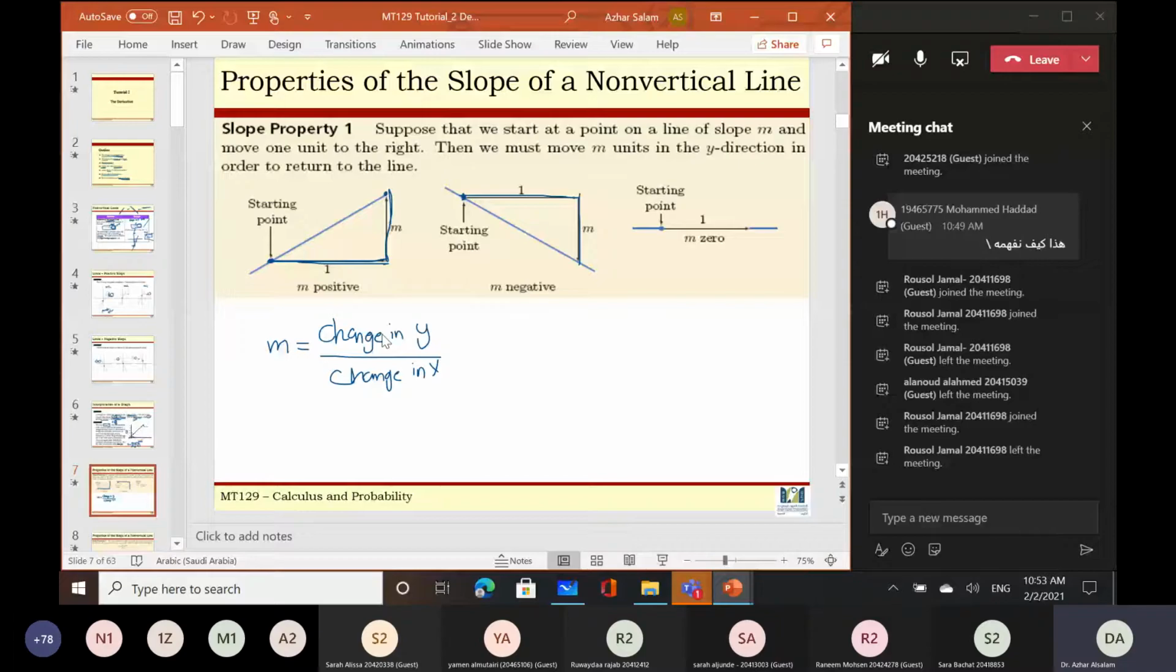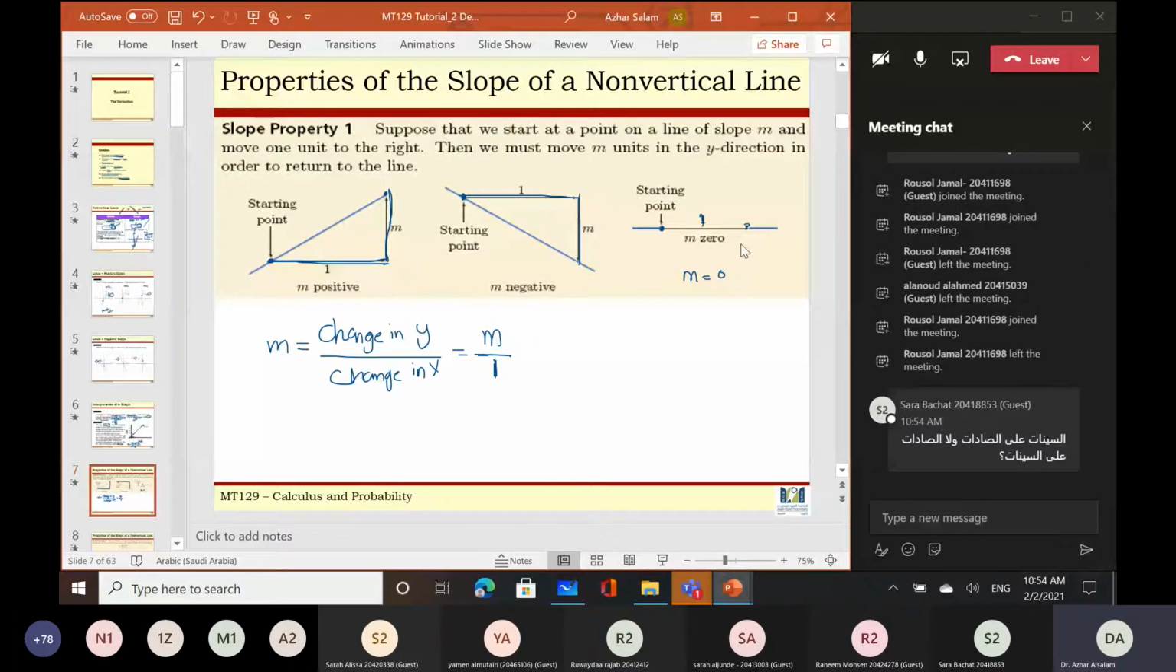فرق الصادات على فرق السينات. أي فرق أوجده في الإكس يكون 1 مثلا، هنا 1. أي فرق 1 أو وحدة واحدة أتحركها على السينات، أتحرك M للأعلى أو الأسفل على محور الصادات بهذه الطريقة. Okay. Also for the horizontal line, if I move from here to here 1 unit, I will move up or down M units. M units here, M will be 0 for the horizontal line.